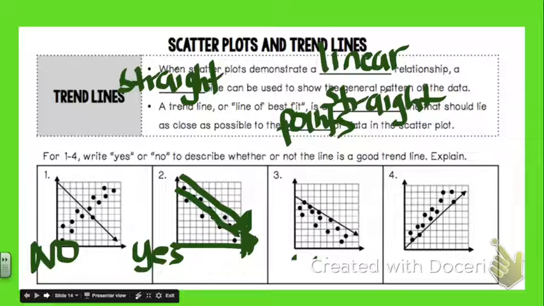Number 3, we have a negative association, and even though the trend line is negative as well, the trend line does not fit through the data points. You want the trend line to go through as many data points as possible, so it should technically go through here. So the answer to this one is no. The trend line is above most of the data points. So we're going to say above most.